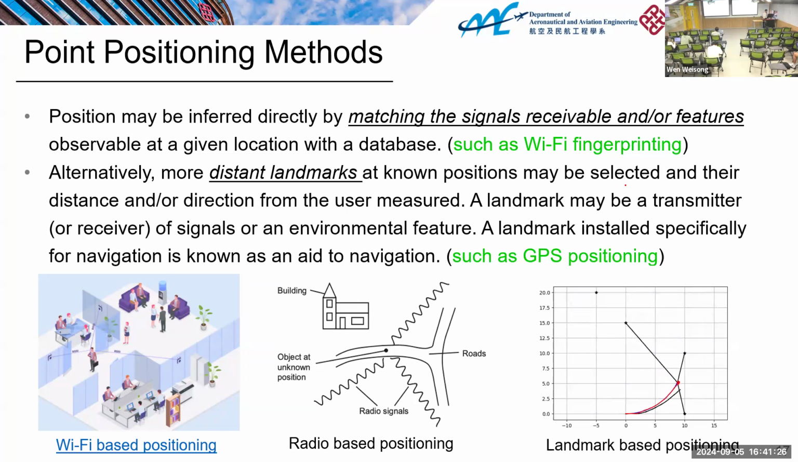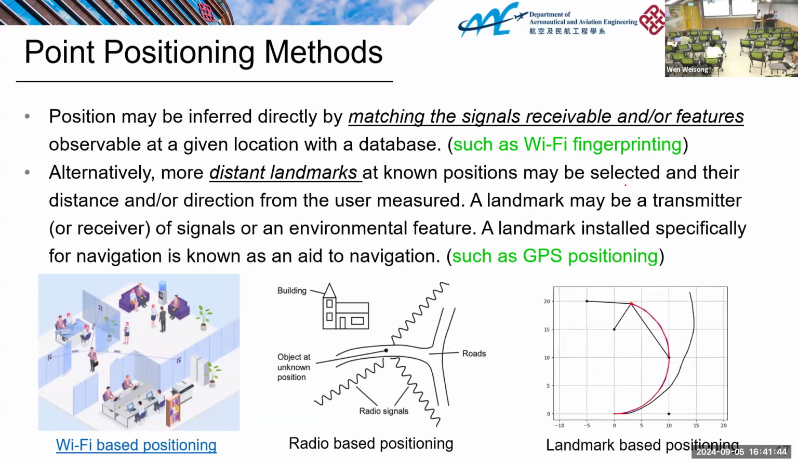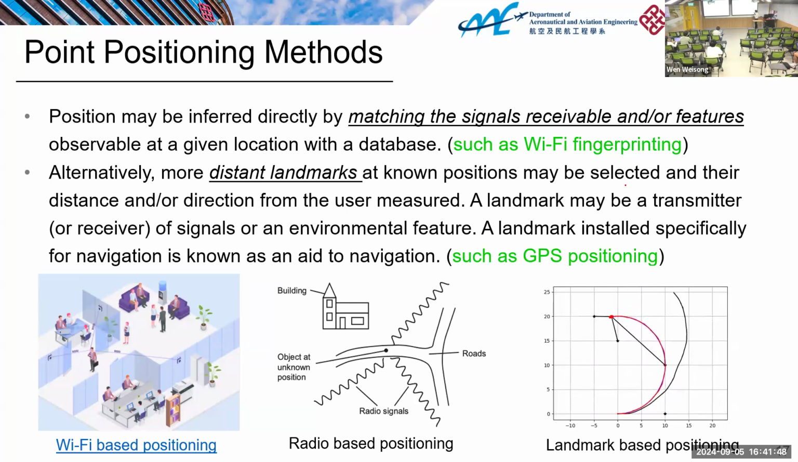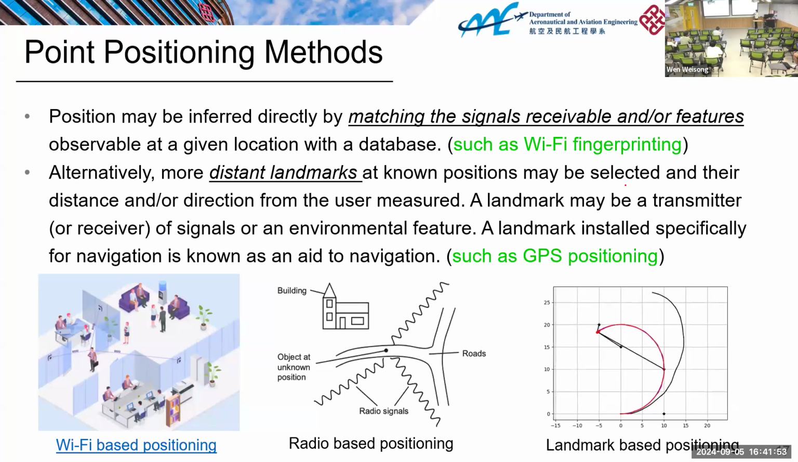The second one is where sometimes we have distant landmarks. For example, this black one is a landmark. If we continuously measure the distance from this to the landmarks, we can finally determine the location or the trajectory of the user. For example, this is the sensor fusion result. Purely based on the IMU directly, it will drift away from the ground truth.